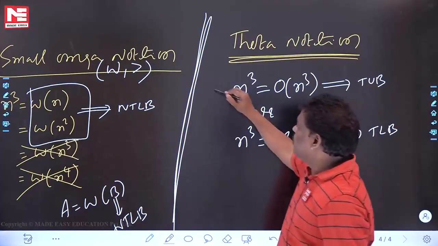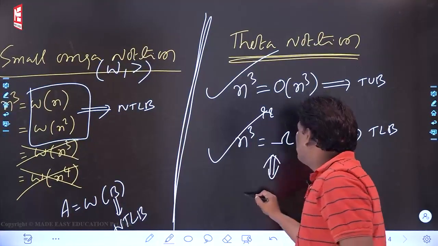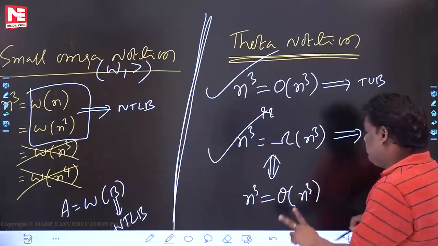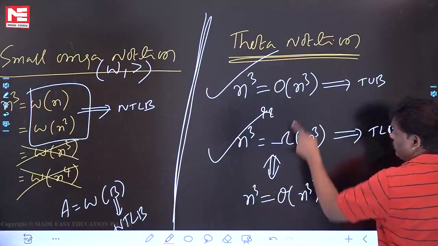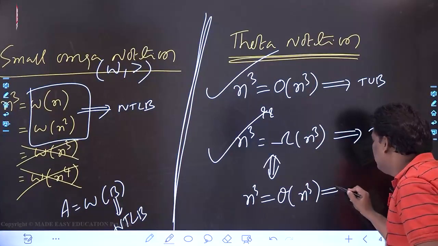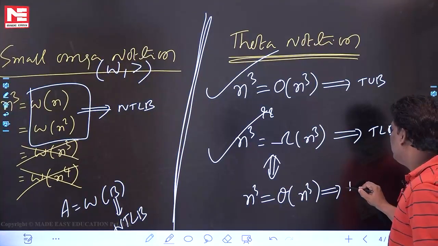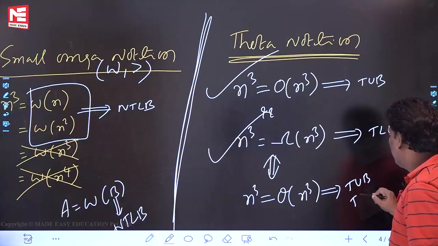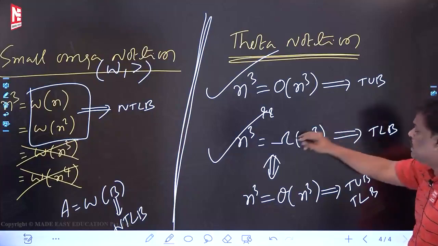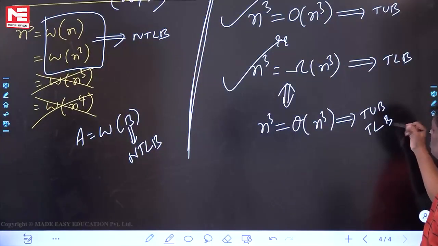So between the two, big O is possible, omega is possible. Can you say what is the final conclusion? N cube is theta of n cube. What is the meaning? Theta is possible, meaning big O is possible and omega is possible. Then I can say that this n cube, whatever is there, is both the tightest upper bound and the tightest lower bound. Please be careful. This indicates that it is the tightest upper bound. This indicates that it is the tightest lower bound. Both are possible.